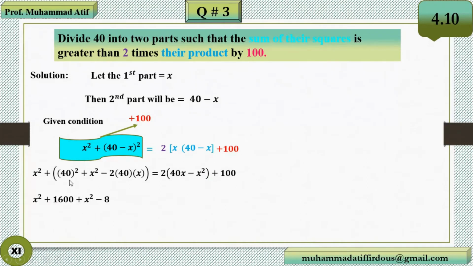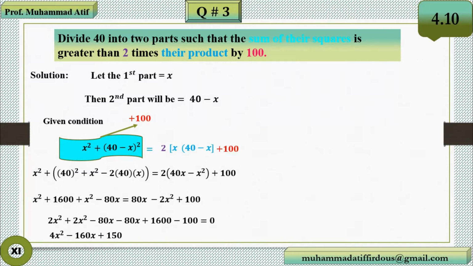More simplifying, the square of 40 is 1600, and 2 into 40 is 80x, and just simplify this quadratic equation. You have 4x square minus 160x plus 1500. Or more simplifying this, just take 4 common from the left hand side. We have 4 into (x square minus 40x plus 375).